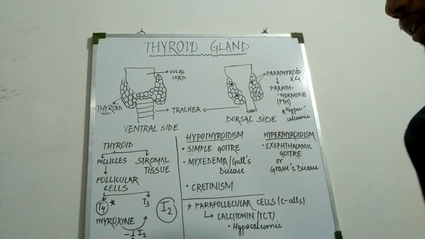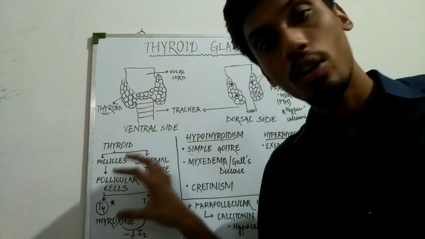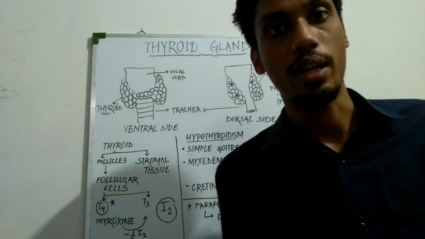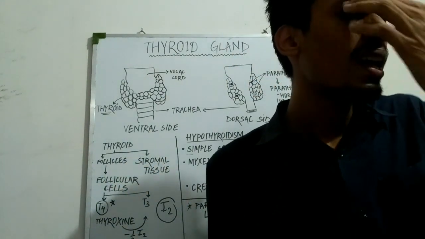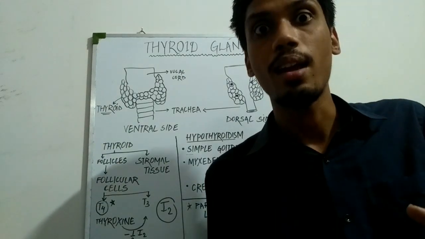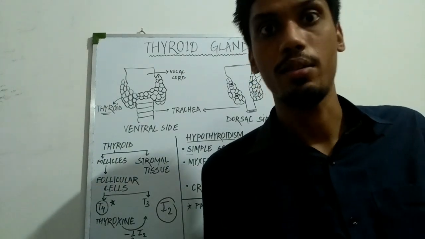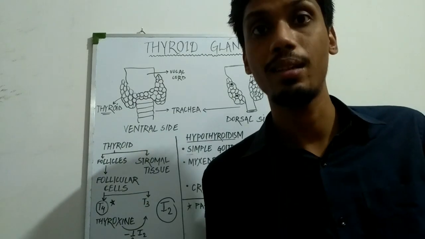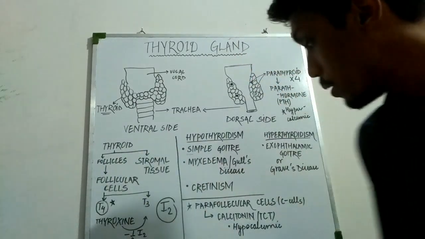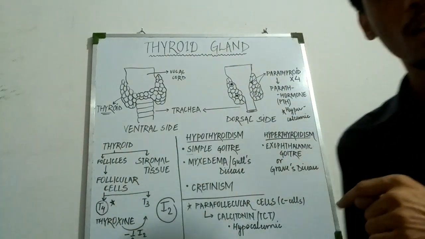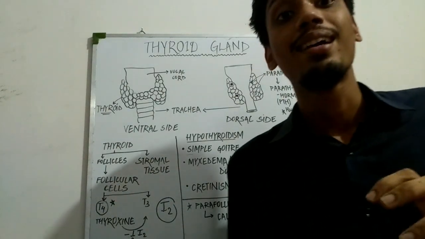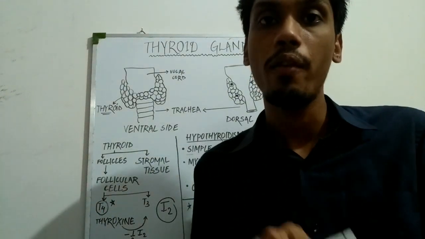What does this mean? I told you that thyroxine is calorogenic. Calorogenic hormone means it burns calories to maintain the basal metabolic rate. What does calcitonin hormone do? It lowers the calcium level in your blood.